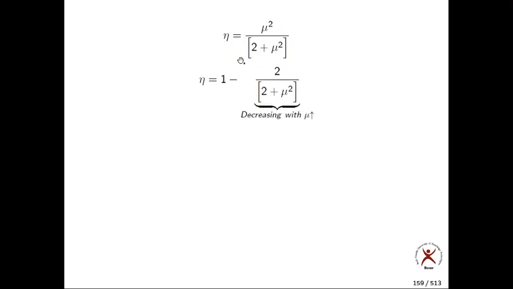You can write this as 1 minus 2 by (2 plus mu square). These are some simplifications. Finally, if mu increases, eta also increases. What is mu? Modulation index. If you increase the modulation index, eta increases. What is eta? Power efficiency.